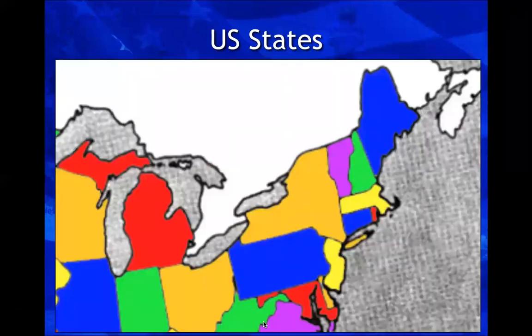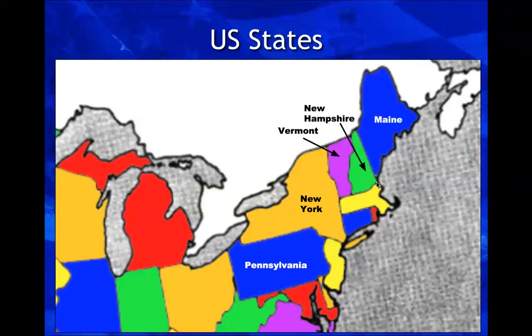All right, we're going to zoom in on the Northeast here. Pennsylvania is this blue state here. New York is right above that. Vermont is this purple state here. New Hampshire is this green state. And Maine is the northernmost of the 48 contiguous states.